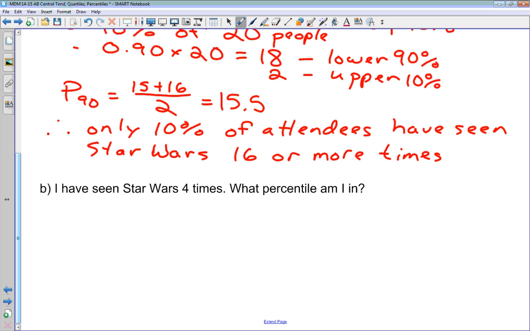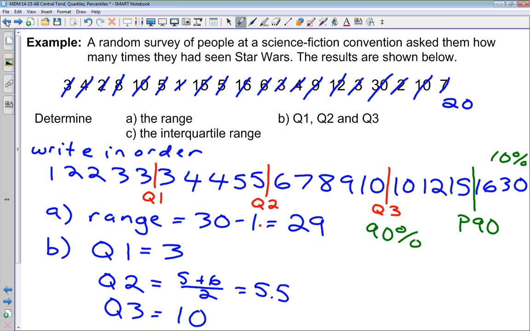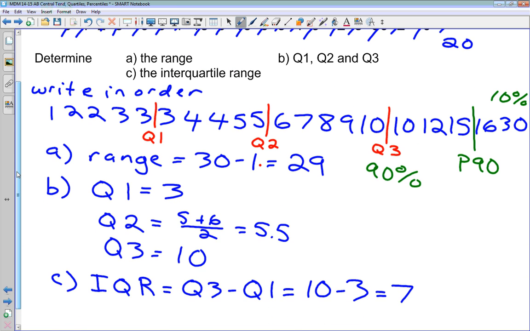So let's say I have seen Star Wars 4 times. What percentile would that put me in? Well, let's go back and look at our data set here. We find where we would fit in. 4 would go in right about here, or possibly here, or possibly here. We're not exactly sure where to put it. And because we have such a small data set, it kind of matters whether it goes in the beginning of that list of 4s or the end of that list of 4s.